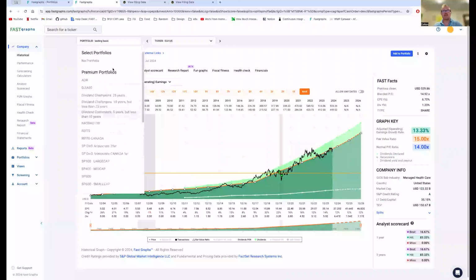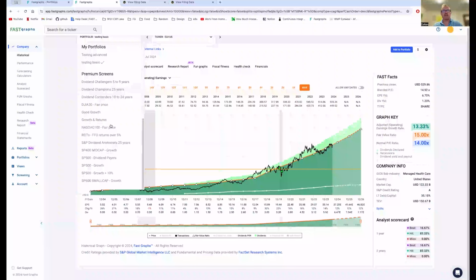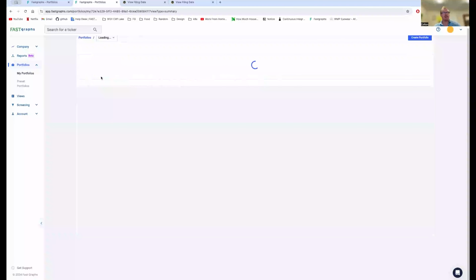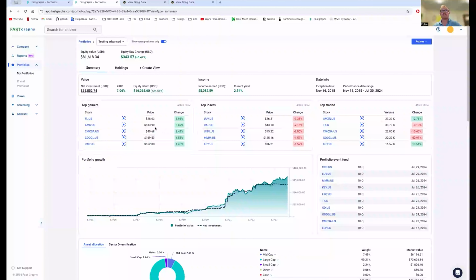I can plot. We've got some premium portfolios. We actually have screens that you can also plot, which I'll get into here in a minute. But going back to the portfolios, if I take a look at an advanced portfolio, I get quite a bit more data, right? So I'm getting the top gainers, the top losers, the top traded. I'm also getting some information right here.